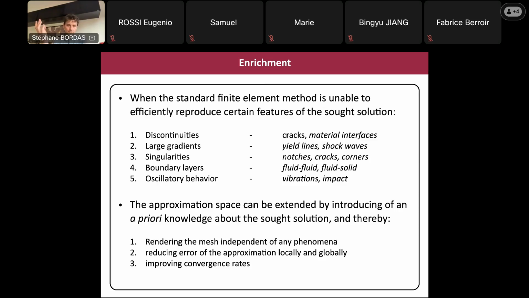So what we try to do is we want to reduce the error, not only locally, but also globally, meaning over the whole domain, and we want to improve the convergence rate. Now the question is, how can we do that in a very practical way? Let's go.